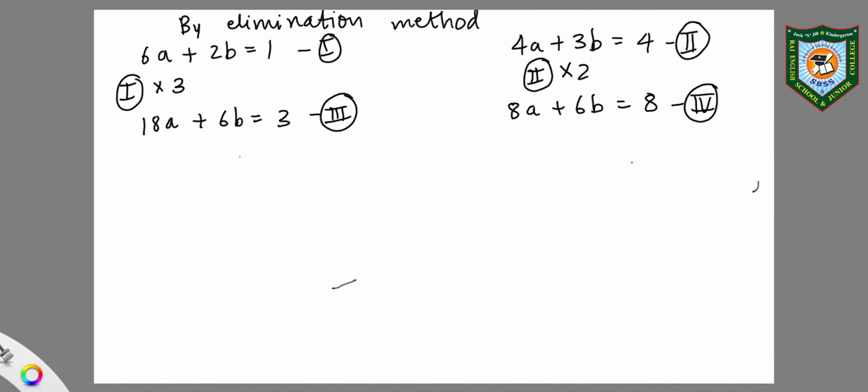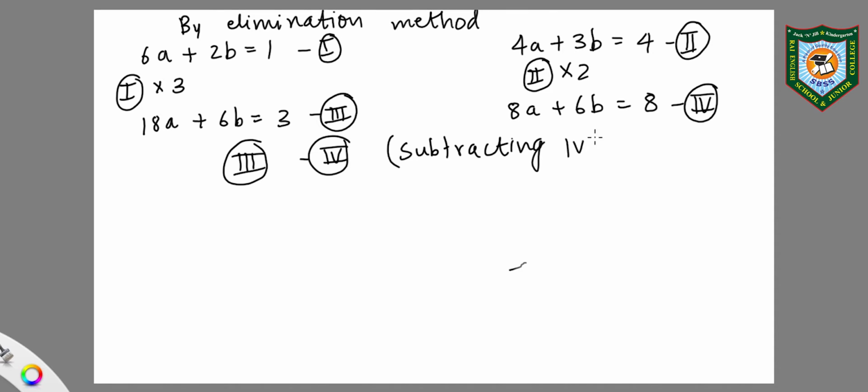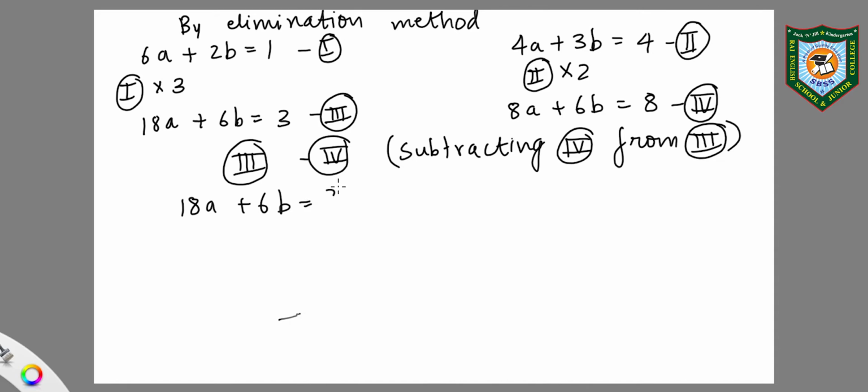I'm subtracting 4 from 3. So I have 3 minus 4 here. In terms of words, if somebody has any doubt, you'll write it in this way. Subtracting 4 from 3. Now here I have 18a plus 6b is equals to 3 minus 8a plus 6b is equals to 8.